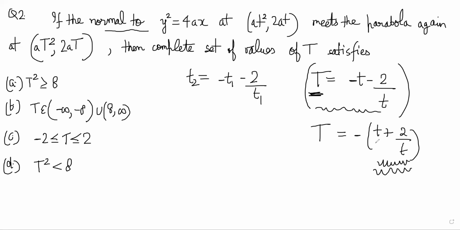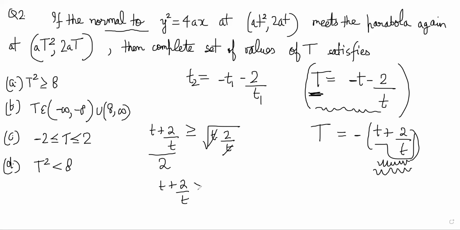You can do AM-GM here, right? Yeah. I mean, t plus 2 by t would always be greater than or equal to root over t into 2 by t. So t plus 2 by t is greater than or equal to 2 root 2, right? Yeah.